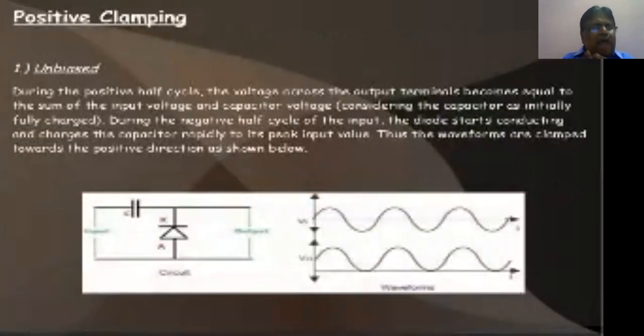Unbiased positive clamping. During the positive half cycle, the voltage across the output terminals becomes equal to the sum of the input voltage and the capacitor voltage, considering the capacitor as initially fully charged. During the negative half cycle of the input signal, the diode starts conducting and charges the capacitor rapidly to its peak input value. Thus, the waveforms are clamped towards the positive direction as shown in the figures below.